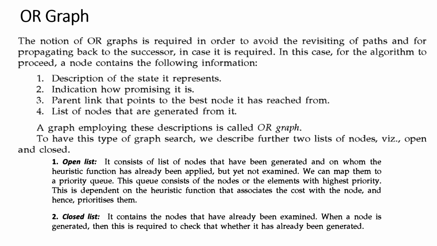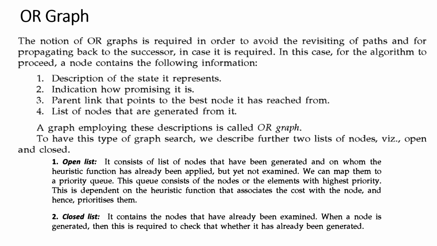Now the information stored in each and every node. First is the description of the state. It represents the current problem state, like the current city when finding a route, or the current board configuration in a puzzle. Next, an indication of how promising it is, which is the heuristic value h(n). It estimates how close the node is to the goal. For example, h(A) = 10, h(B) = 5, h(C) = 2. So C is considered the most promising because its heuristic value is smaller compared to the other values.